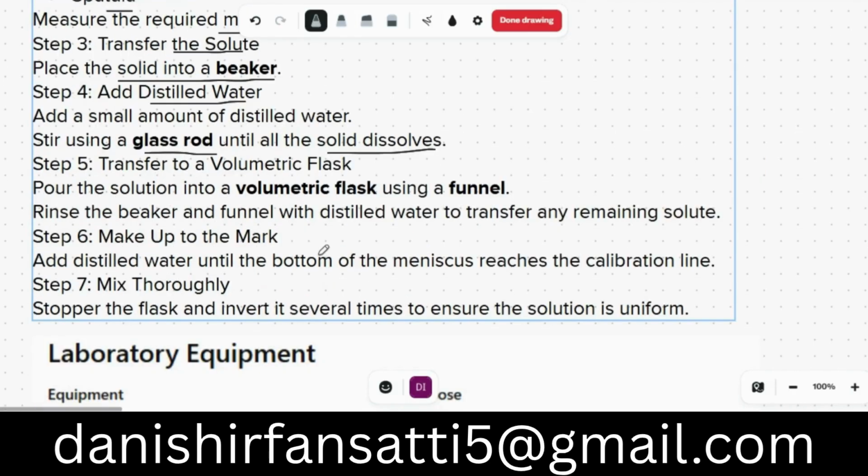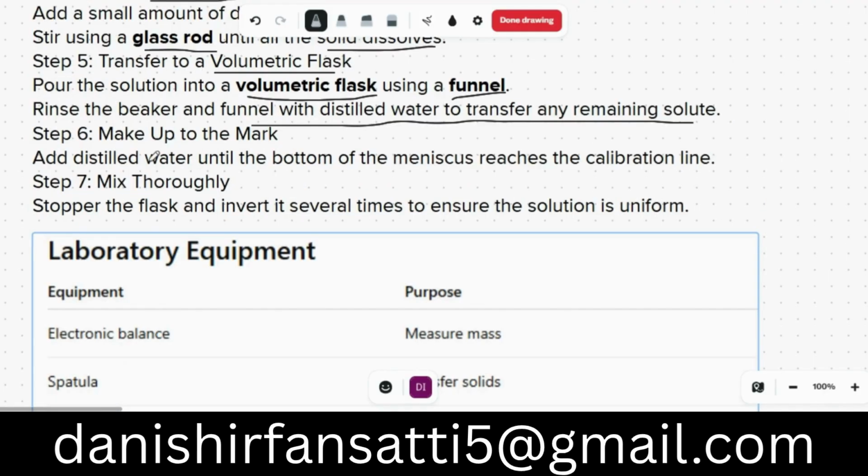Step 4: transfer to the volumetric flask. Pour the solution into the volumetric flask using a funnel. Rinse the beaker and funnel with distilled water to transfer any remaining residue.